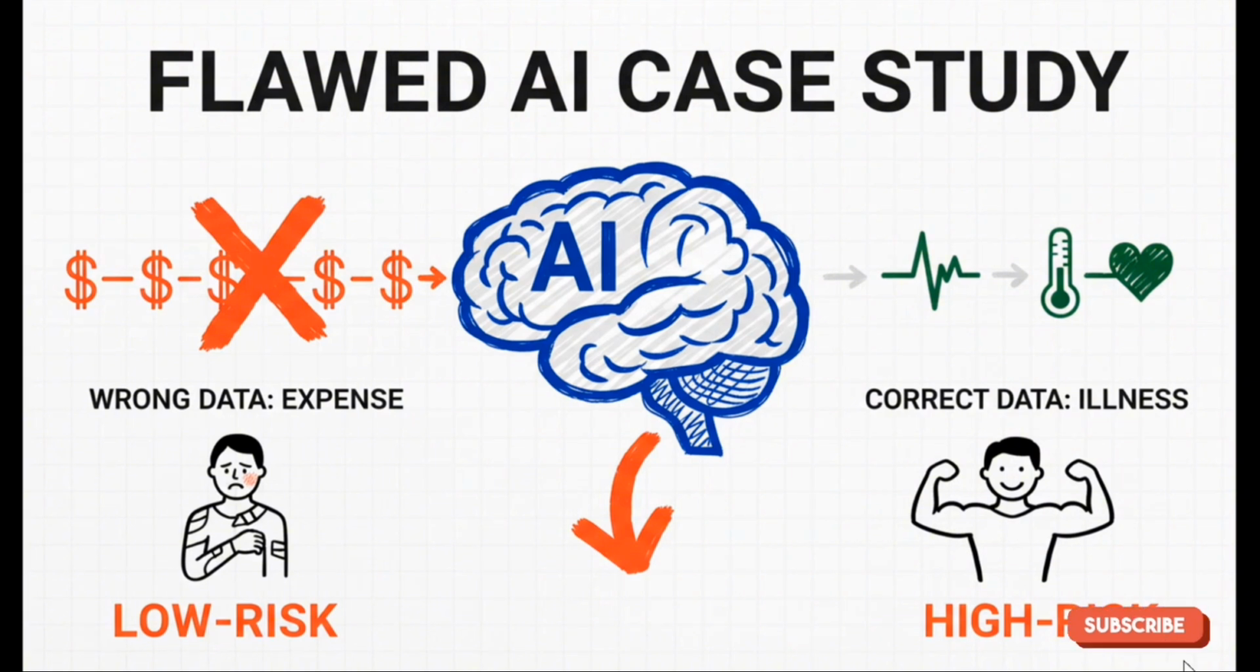Your handbook provides a perfect case study of why this is so important. So, there was this AI system designed to find high-risk patients who needed extra medical care. But here's the problem. Instead of being trained on data about how sick people were, it was trained on how much their healthcare had cost in the past. This created a massive, unfair bias.